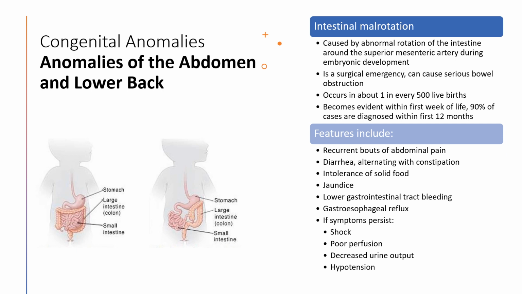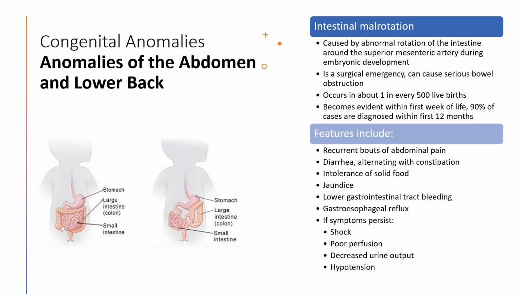All right, getting away from the heart, we have intestinal malrotation. We have basically all the lining that normally keeps our small intestines in the correct position, all those feet and yards of intestinal length, now malrotated and out of whack. Basically, around the superior mesenteric artery it causes a rotation as it goes down. Occurs in 1 in every 500, becomes evident after the first week of life. 90% are diagnosed in the first 12 months.